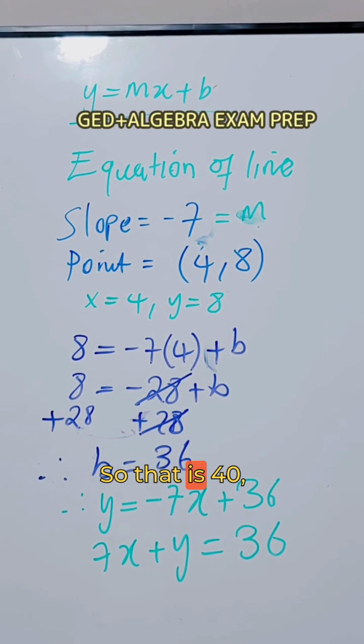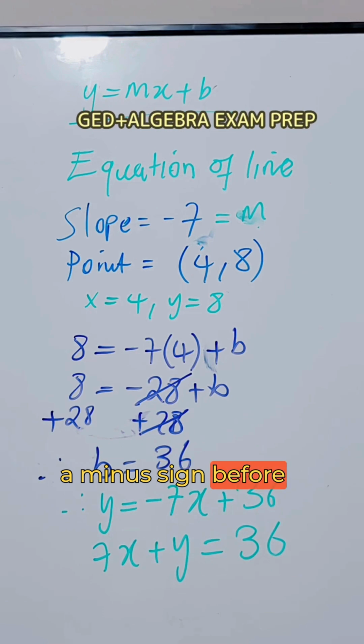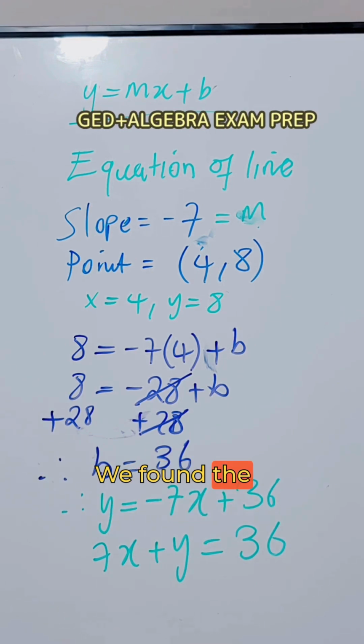All right, so that is 40 minutes. So what we just did here, we solved algebra by using a few rules, right? Number one, a minus sign before brackets changes every sign inside the parentheses. Then rational expressions need a common denominator, right? We found the common denominator. Then in systems, we said opposite terms cancel when we add.